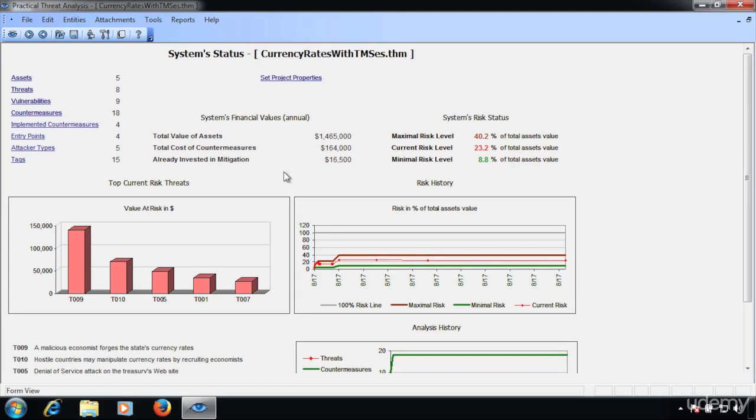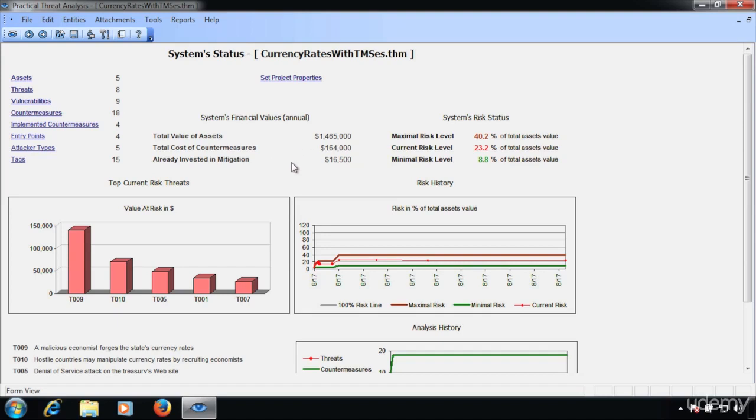What we have here is a company, which is a financial institution, and it deals with currencies and stock markets and that kind of stuff. The total value of our company, or the total value of assets, which is technically more accurate in this assessment, is $1 million and almost another half, so $1.5 million.